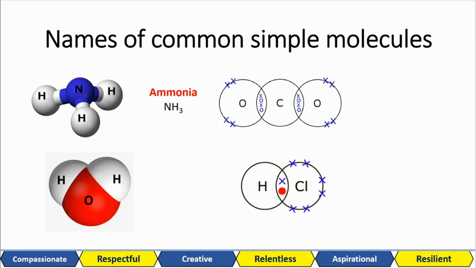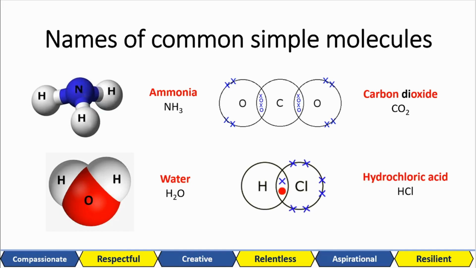I've seen the mark scheme allow H3N, but that's not the way chemists write it, so just get used to writing NH3. Then we have water, which is H2O. The third one is carbon dioxide, CO2. The di tells us that we've got two, so there are two oxygens, carbon dioxide. If there was three oxygen, it would be trioxide.